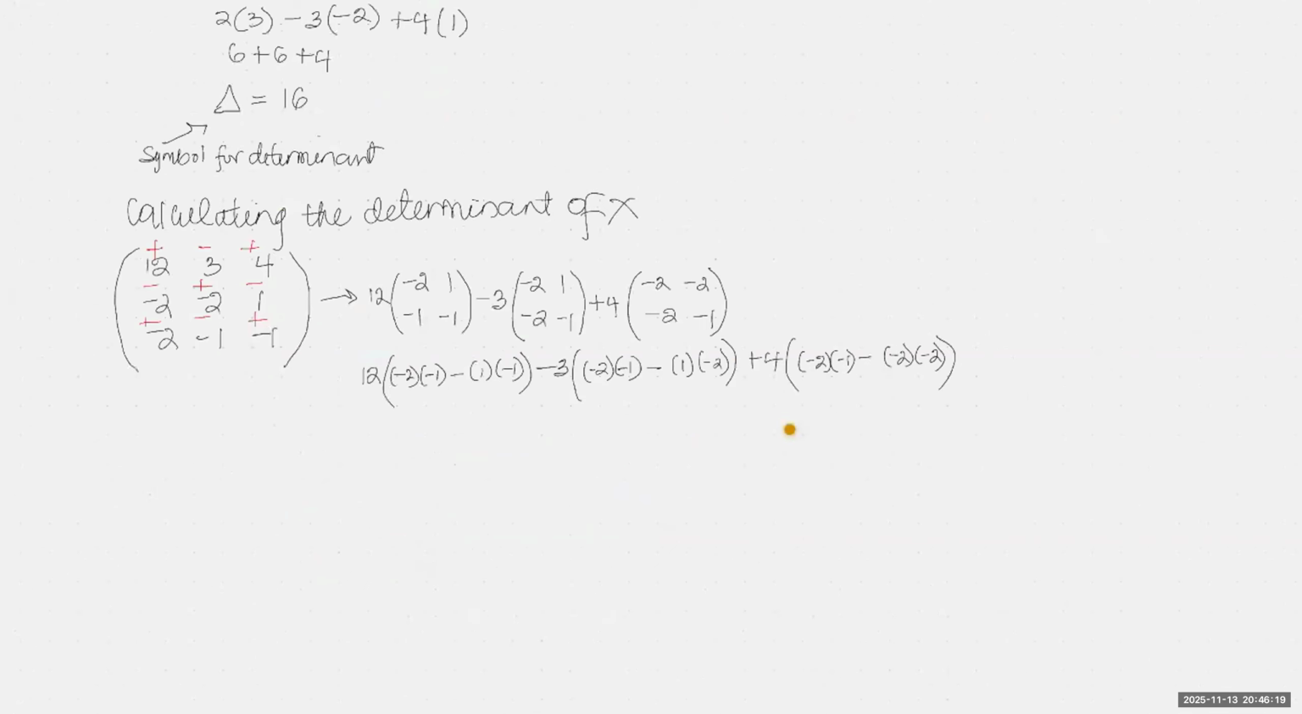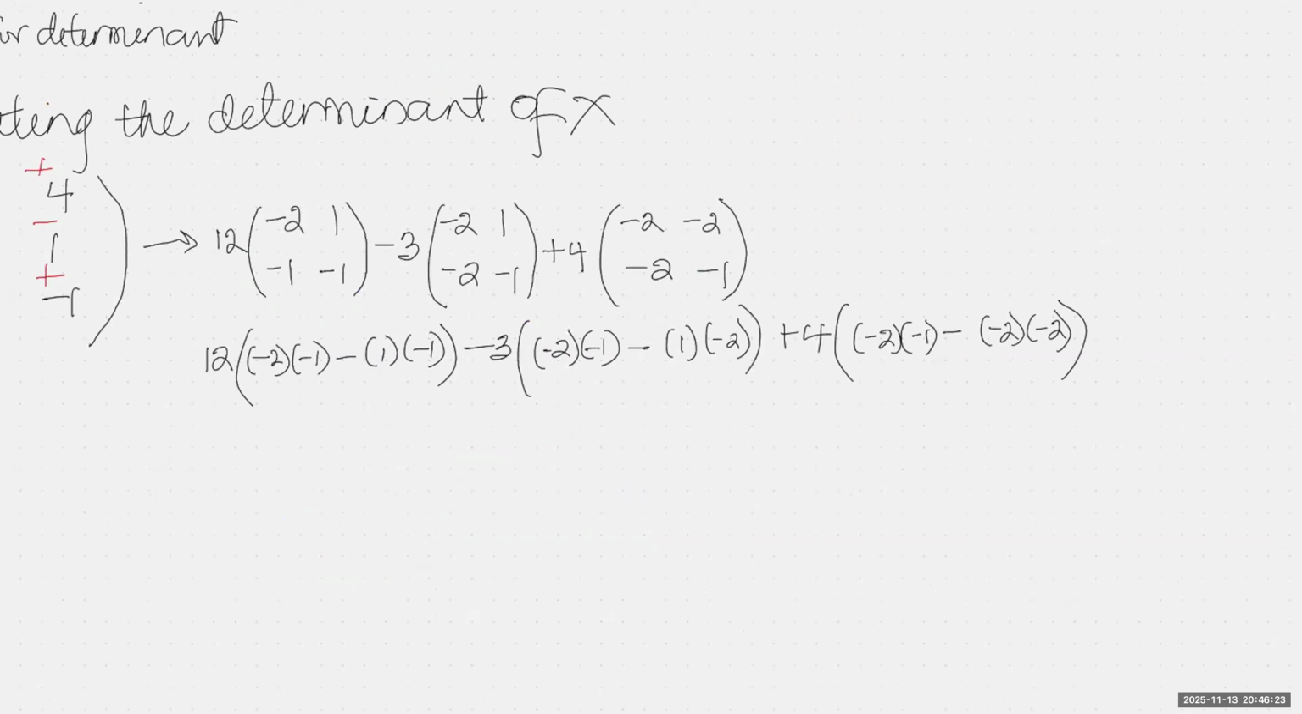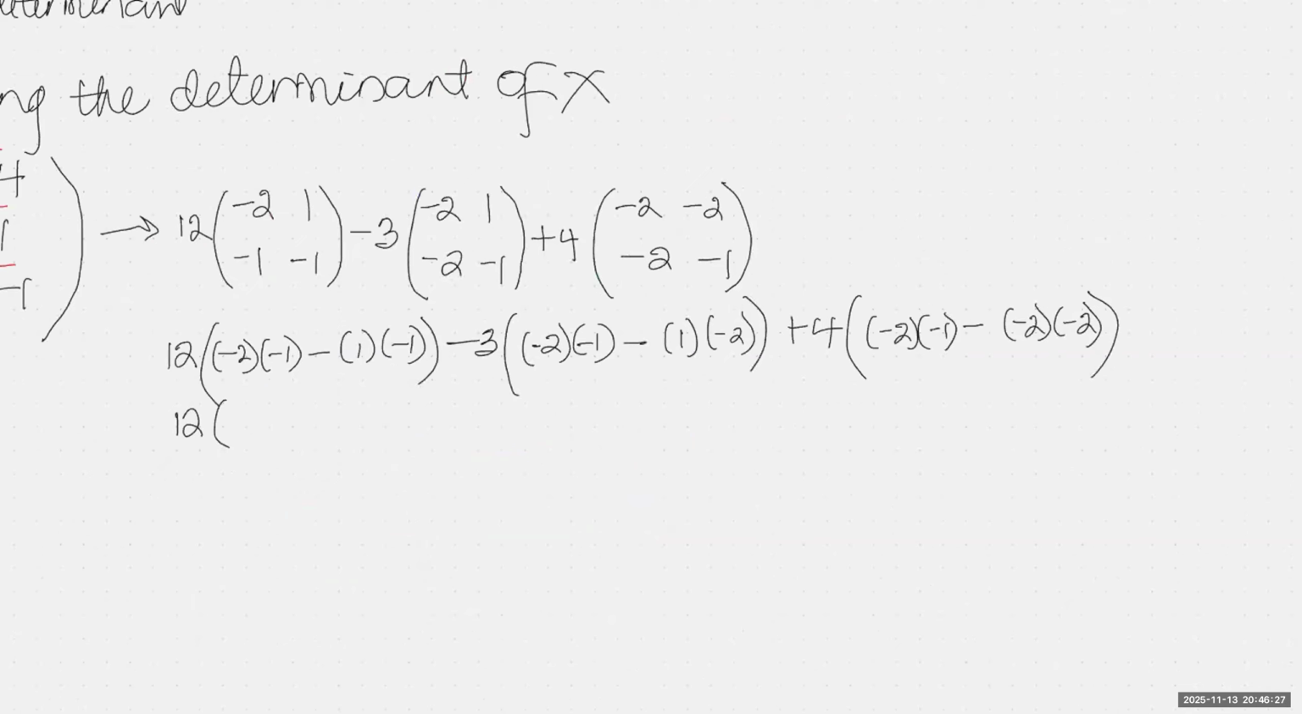I'm going to have 12. -2 times -1 is +2, minus 1 times -1 is -1, minus 3. -2 times -1 is +2, minus 1 times -2 is -2, minus minus 2 plus 4. -2 times -1 is +2, minus -2 times -2 is +4.